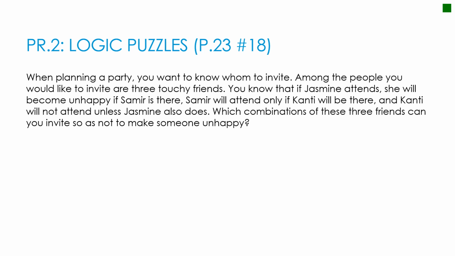So for the sake of uniformity, if you choose to make a truth table, just use J for Jasmine attends, S for Samir attends, and K for Kanti attends. So go ahead and press pause. Try this question, take your time on it. It might take you a little while. It might just be really easy for you and you get it right away. Once you're done, press play to see how you did.